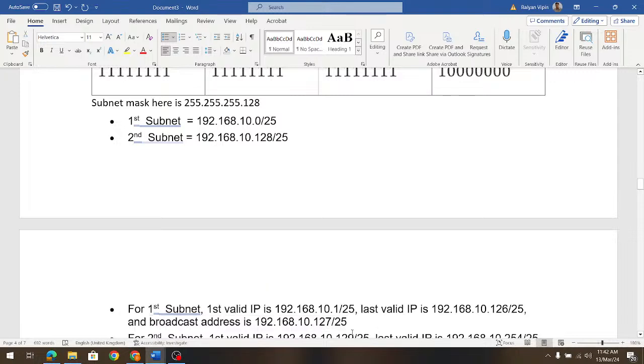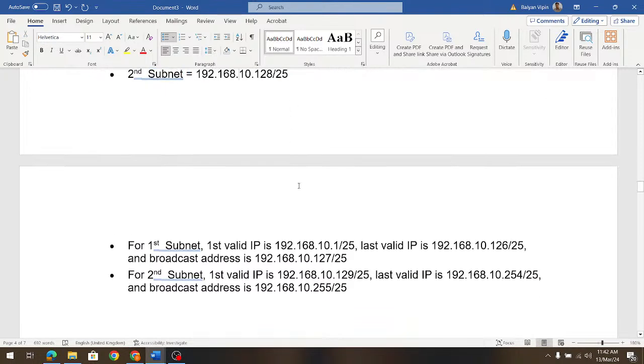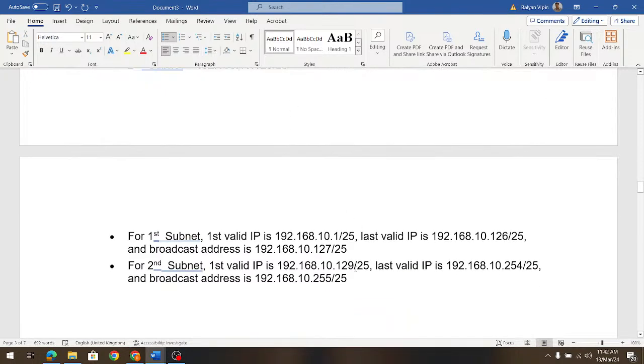For the second subnet, where the first subnet ends, the second will start. So the network ID or subnet ID is this one, and then we add 1 to it. That is my first valid IP, and from there till 254 is my last valid IP. Then the broadcast address is 192.168.10.255.